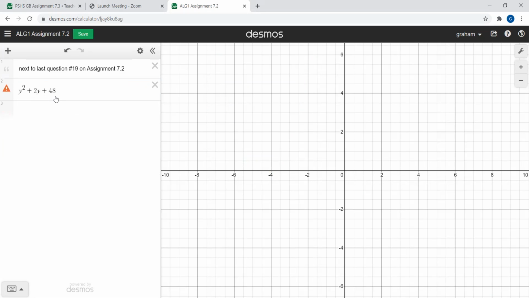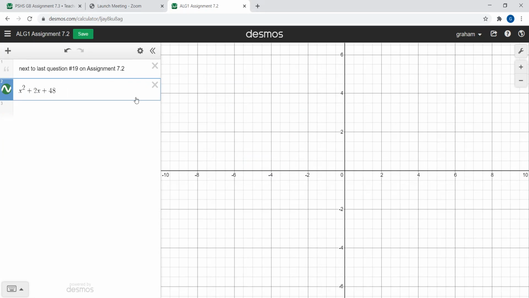And the last one, y squared plus 2y plus 48. This time it might have a problem. It says try adding x equals at the start here. Okay, we'll give it a try. Didn't seem to like that at all. Let's go ahead and let's actually do what I wanted to do on the other question. Just change all the letters in the question to x.